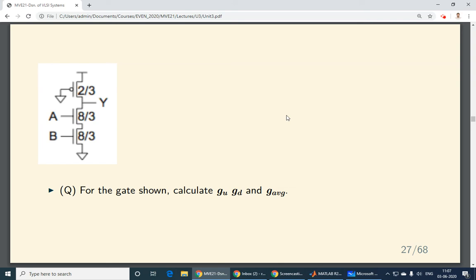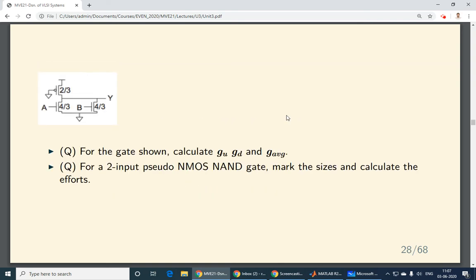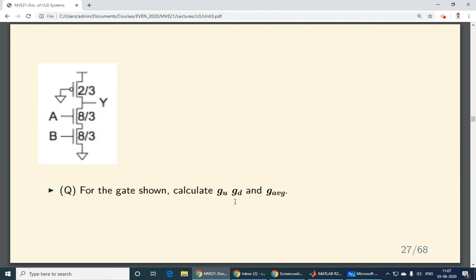Okay, so this is our pseudo NMOS logic family, and we looked at some examples for sizing, etc., and we saw this example also: 4 by 3, 4 by 3, 2 by 3, and it says GD calculation here. So GU we saw, we saw GD calculation. It's very simple. Whatever this thing is, the pull down network is going to be equivalent to a 2-1 inverter. So the equivalent inverter is also going to be 2-1.